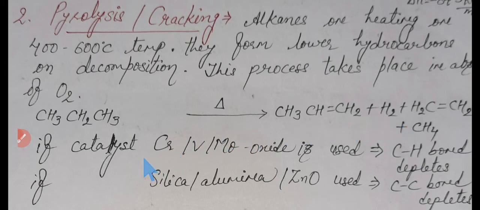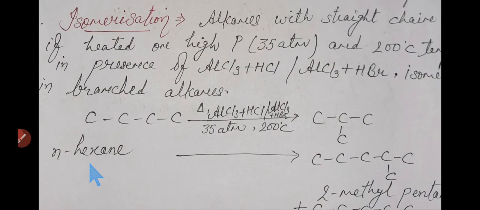If we use a catalyst like chromium, vanadium or molybdenum oxide, C-H bond cleavage is preferred, or if we use silica, alumina or zinc oxide, C-C bond cleavage is preferred. The third reaction is isomerization.